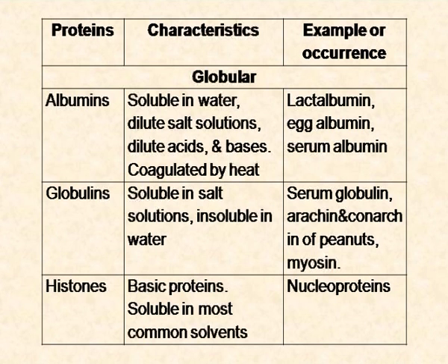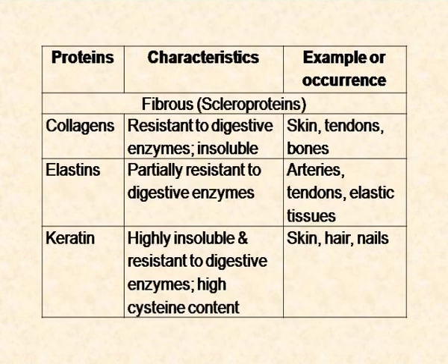The characteristics of albumins are that they are soluble in water, dilute salt solutions, dilute acids and bases, and they are coagulated by heat. Examples are lactalbumin, egg albumin and serum albumin. The globulin proteins are soluble in salt solutions and insoluble in water. Examples include serum globulin, arachin and conarachin of peanuts, and myosin. Under histones, the characteristics are basic proteins soluble in most common solvents. The example is nucleoproteins, fibrous proteins or scleroproteins.